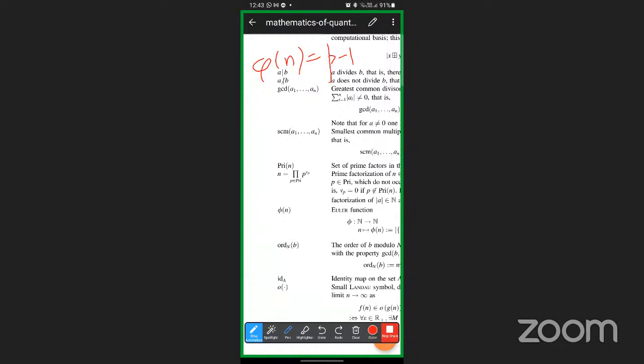Now if I take n as a prime power, say p square. Between 1, 2, 3, 4, p and up to p square, only p and its multiples, wherever they occur, will have something common with p square. Rest, none of them will have anything common with p square. Can you see that? Yes. Let me take an example. Let's take p square as 25.